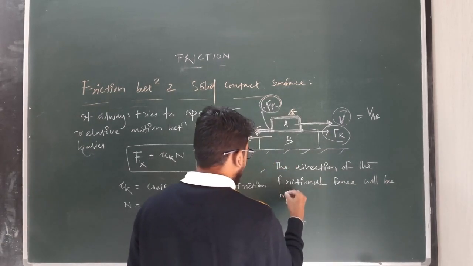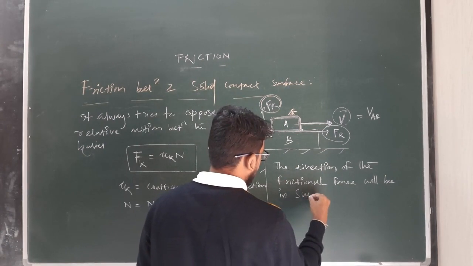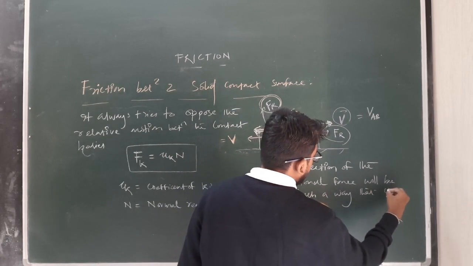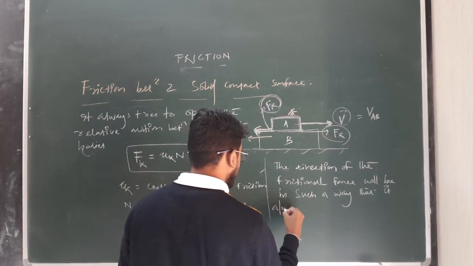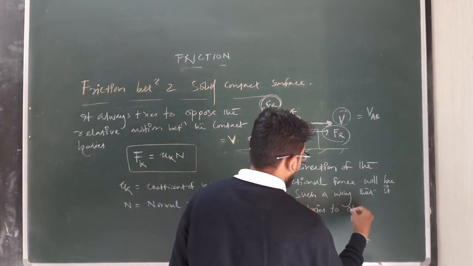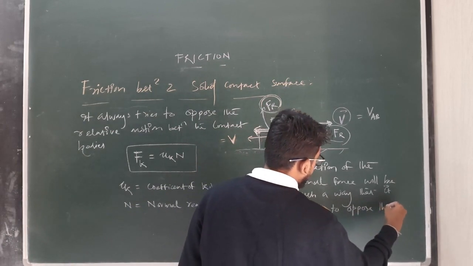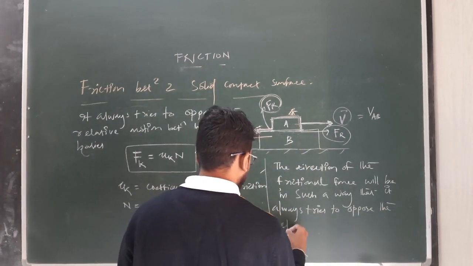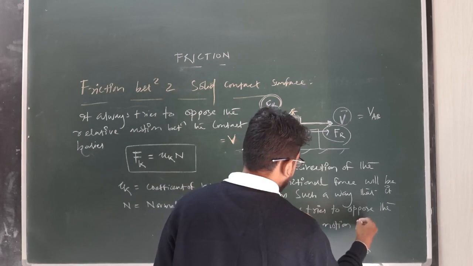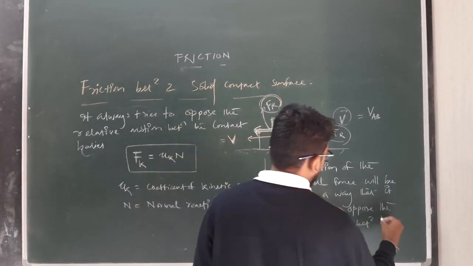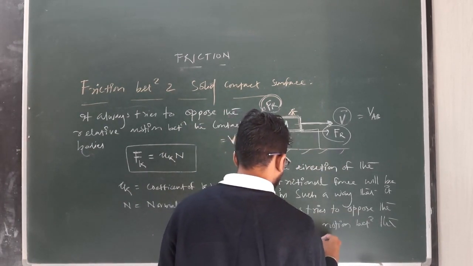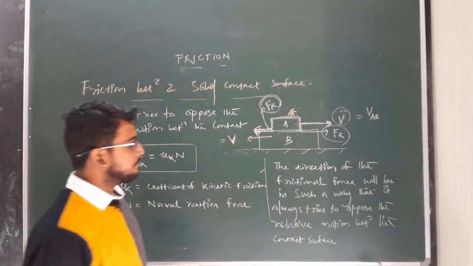So the direction of the frictional force will be in such a way that it always tries to oppose the relative motion between the contact surfaces. Okay, clear?